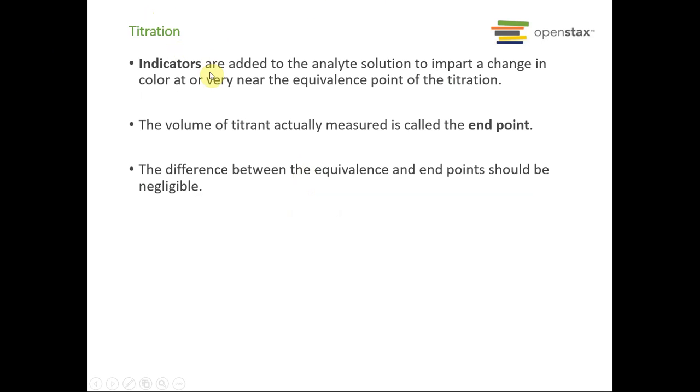Okay. Indicators are added to the analyte solution to impart a change in color at or very near the equivalence point of the titration. The volume of titrant actually measured is called the end point. The difference between the equivalence and end points should be negligible.